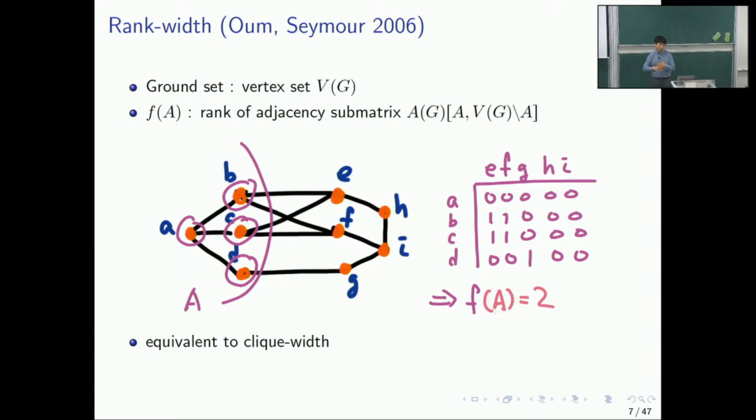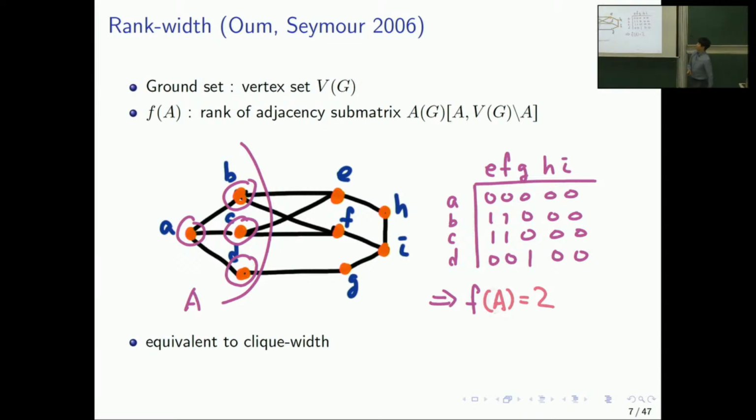So basically, what you want is to restrict the number of distinct rows, actually. If the rank is k, then because we compute the rank over the binary field, you may have at most 2 to the k distinct rows and distinct columns. But the usefulness of the rank is that it is submodular, so you can do something better than just counting the number of distinct types. This notion is equivalent to a classical notion called the clique-width. So rank width is usually the parameter that captures simplicity on dense graph classes.